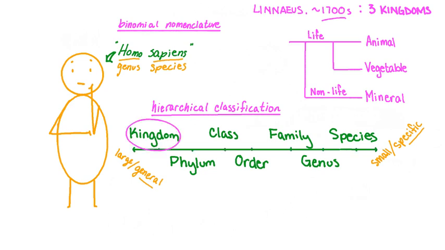The most general of these levels in the Linnaean system is called kingdom. Linnaeus divided all of life into 2 kingdoms, which he called animal and vegetable. Everything non-living he placed on a separate branch of the same tree and called mineral.